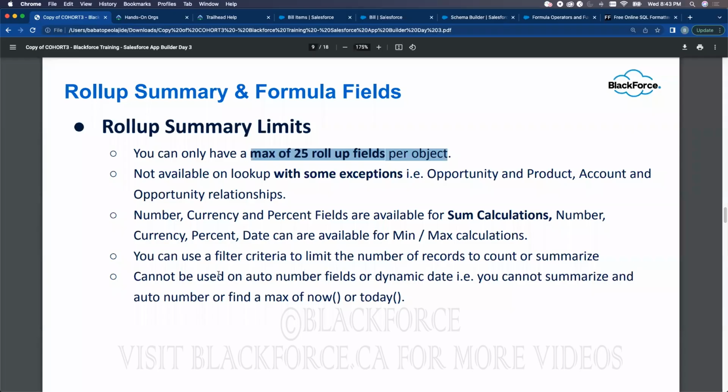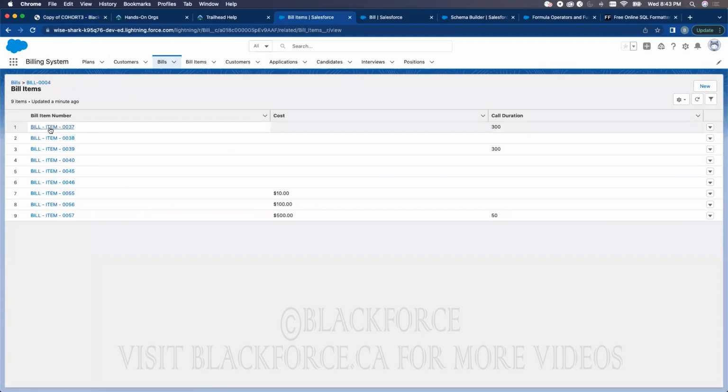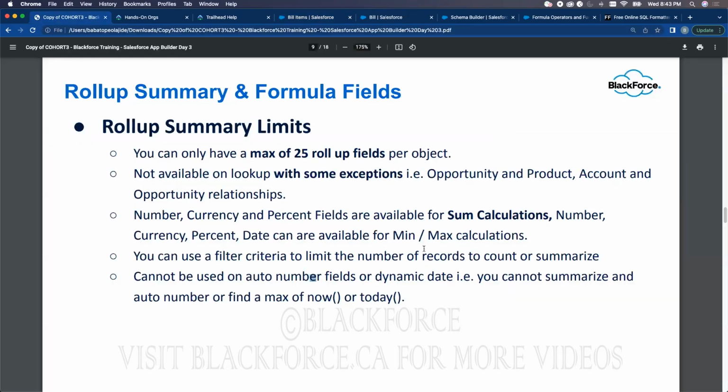In addition, you cannot add auto numbers. This is very important. So if you add a field called 1, 2, 3 as a bill item number, you cannot add those auto numbers because they were automatically generated by Salesforce. So you need to understand that if you have a new bill item and these are auto-generated numbers, you cannot add them together. You cannot perform the min max on them, okay?